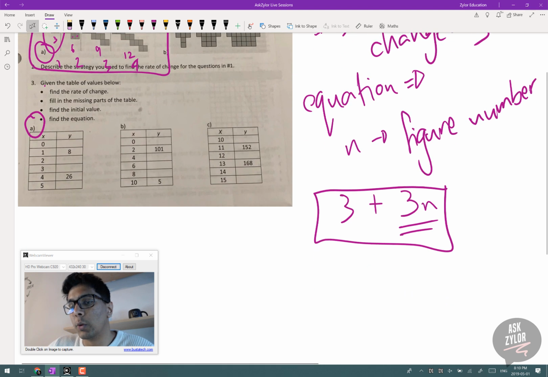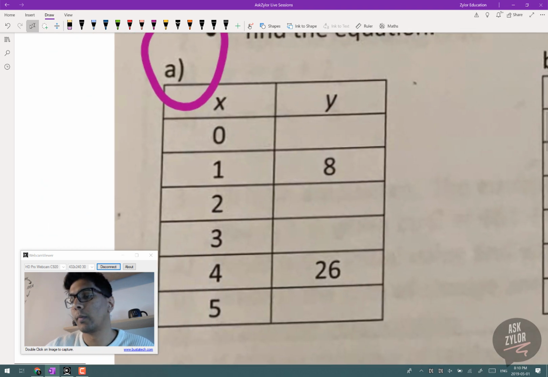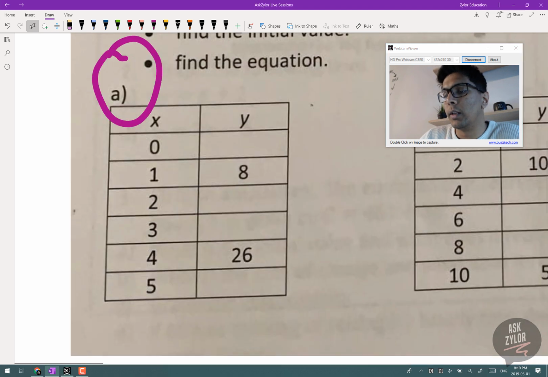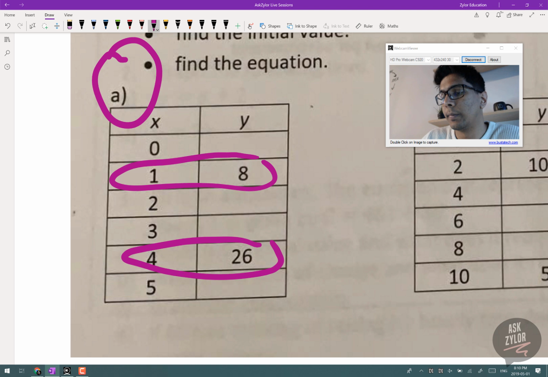So the third question is talking about a given table of values below: find the rate of change, fill in the missing parts of the table, find the initial value, find the equation. Okay, so we're given an x, y table, so let me zoom into this. What we can do is figure out the slope for this using these 2 points.